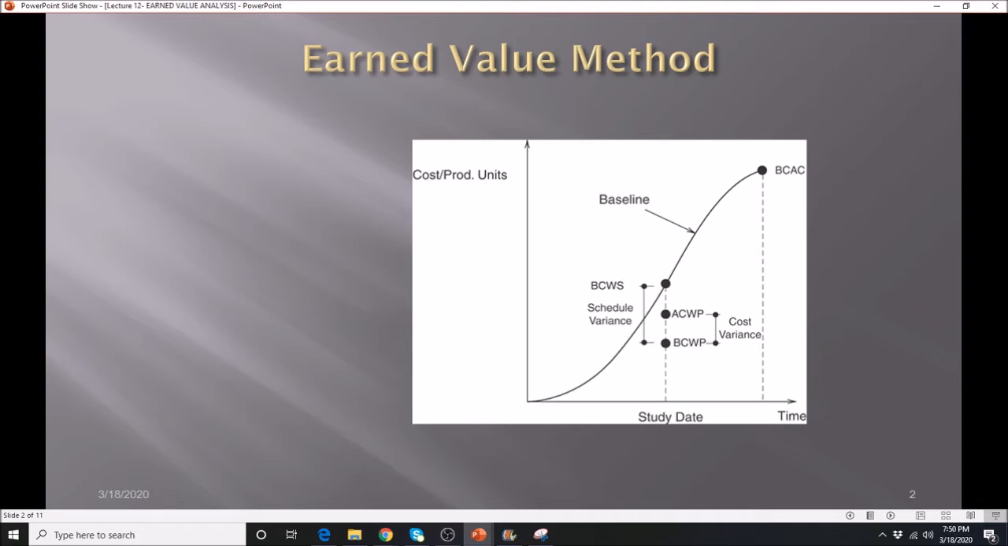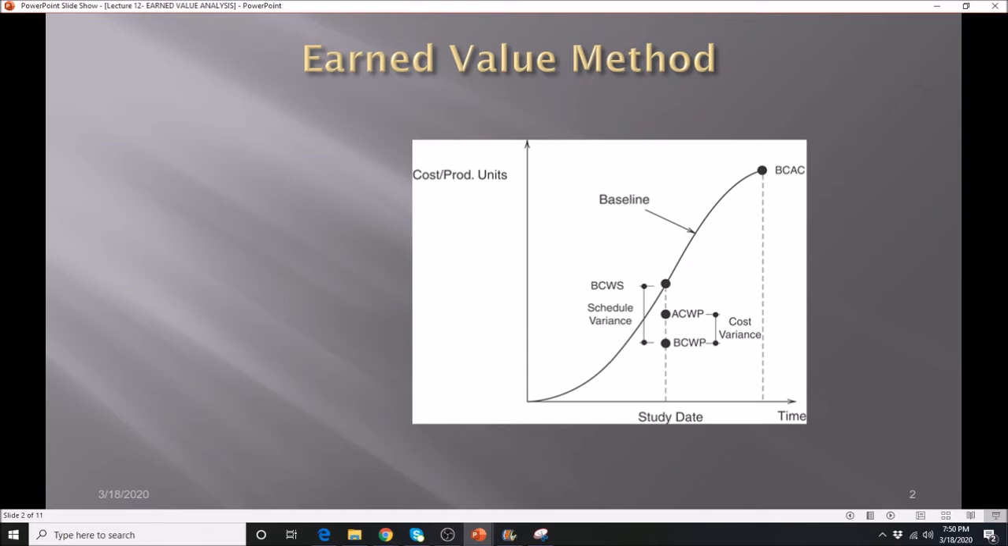This particular concept, the earned value method, was developed in the mid-70s to late 70s by the U.S. Department of Defense. So what is earned value? It refers to the determination of how much work has been performed on the basis of what was budgeted for the work that has actually been completed. So in this case, we're comparing a given baseline to what is actual.